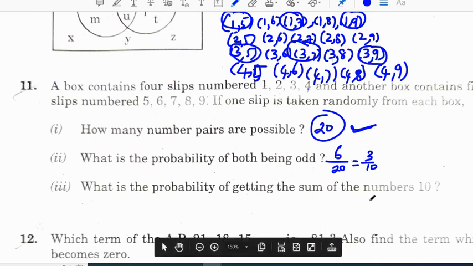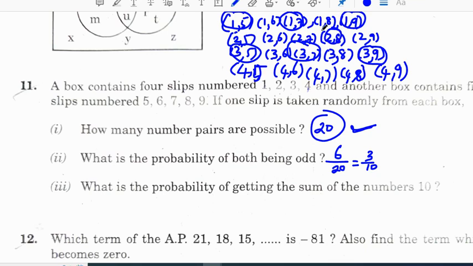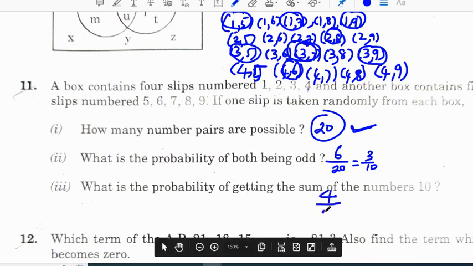What is the probability of getting the sum of numbers 10? We'll add 1 plus 9 is 10, then 8 plus 2 is 10, then 7 plus 3 is 10, 6 plus 4 is 10. So totally 4 favorable outcomes out of 20. So the answer is 1 by 5.